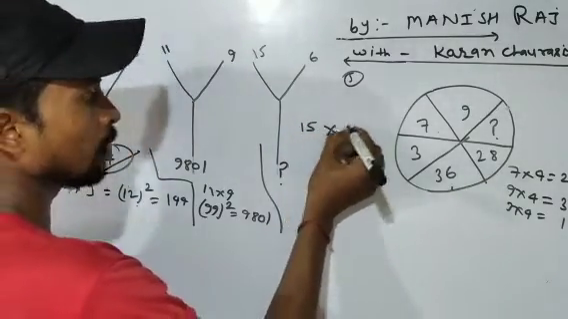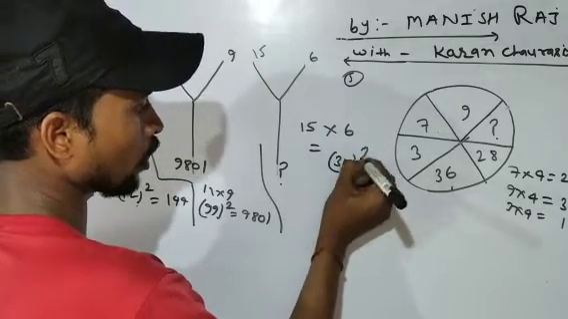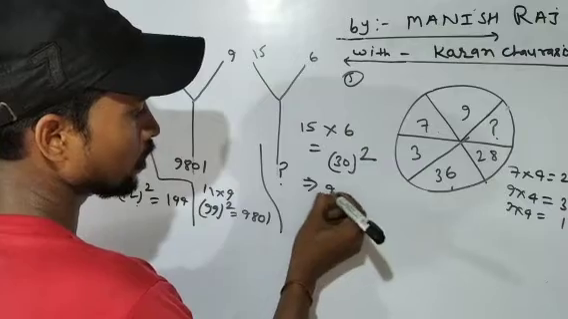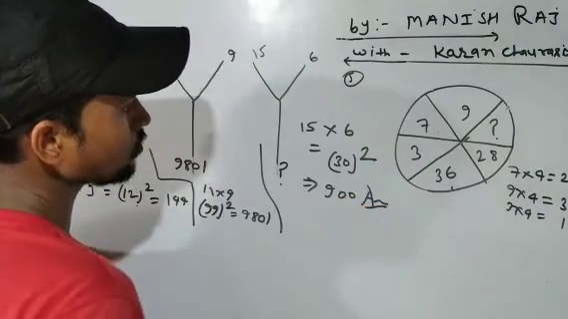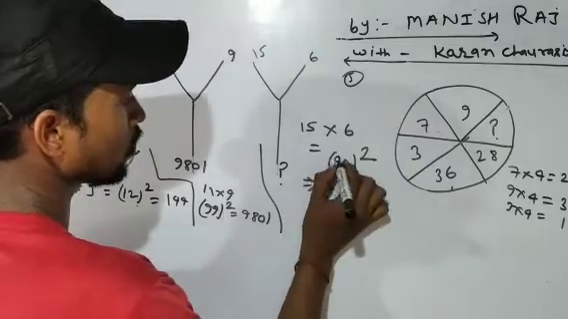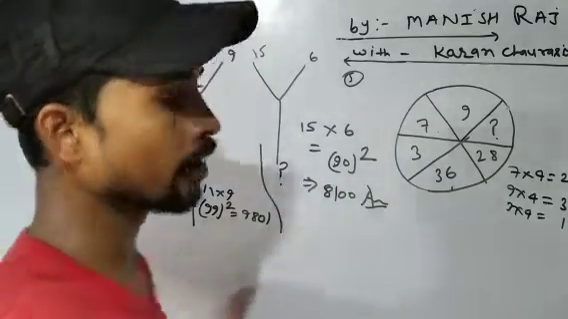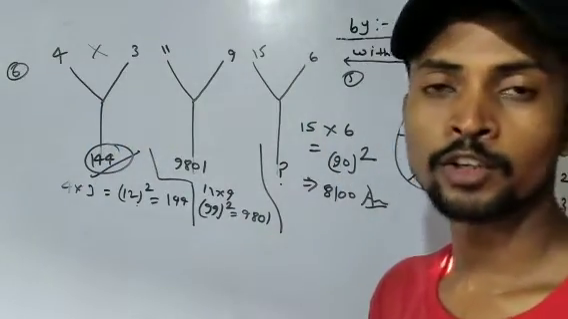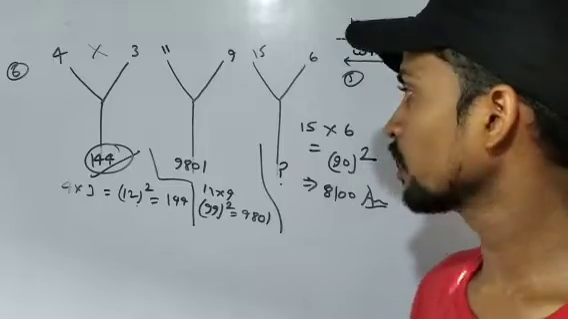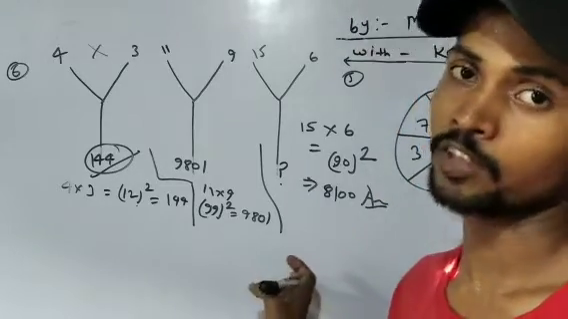Then for the third column we apply the same mathematical process. 15 multiplied by 6 equal to 90. 90 squared equals 8100. I hope you understand this process of mathematical tools for reasoning classes.